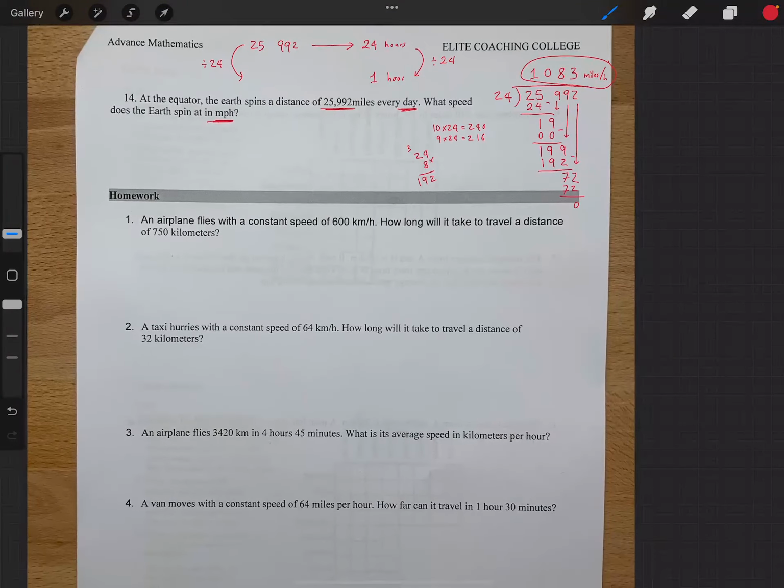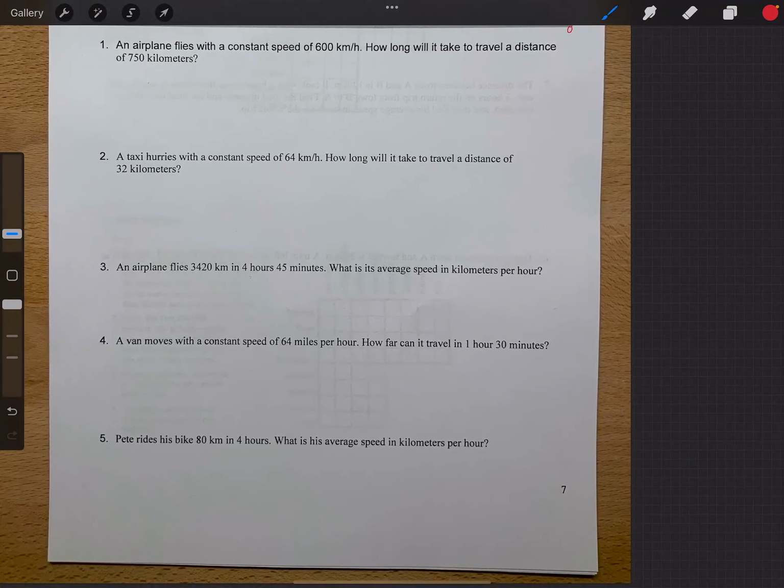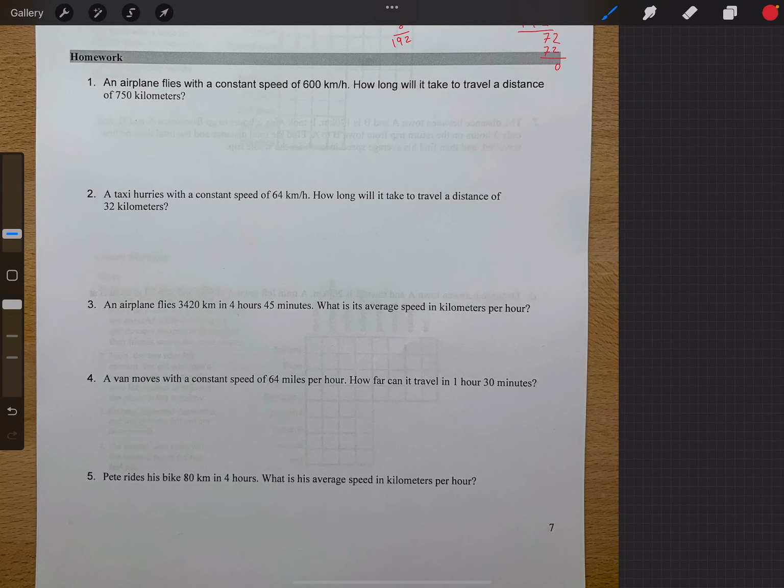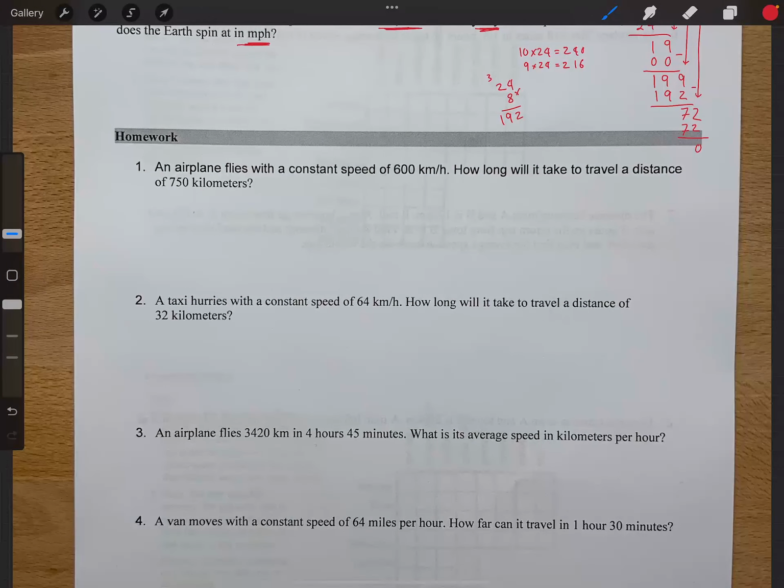Okay. Now let's go through the homework. First one says an airplane flies at a constant speed of 60 kilometers an hour. How long will it take to travel a distance of 750 kilometers? Now, if you want to find how long, we're looking for the time. So remember the triangle, I'll draw a triangle here for you. Distance on top, D for distance, S for speed, and T for time.